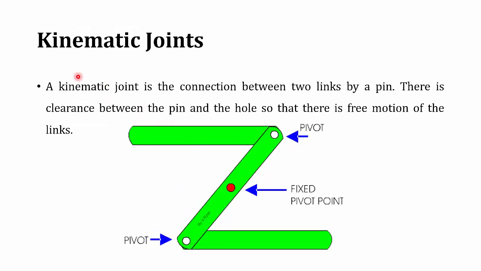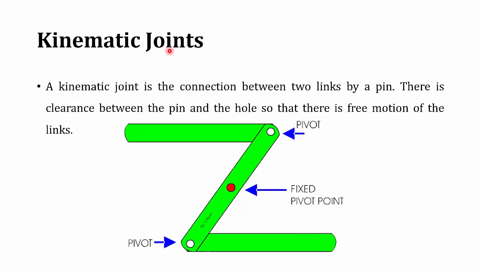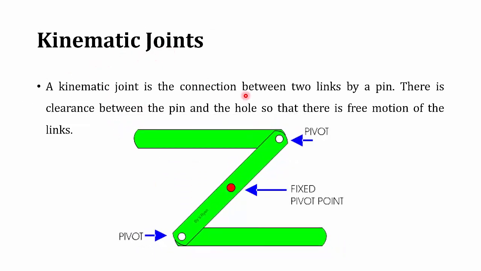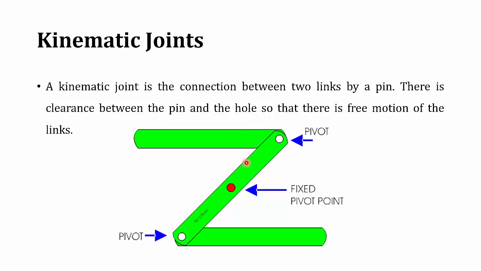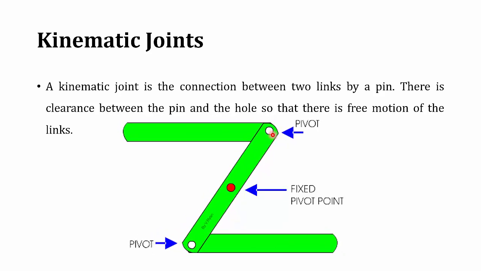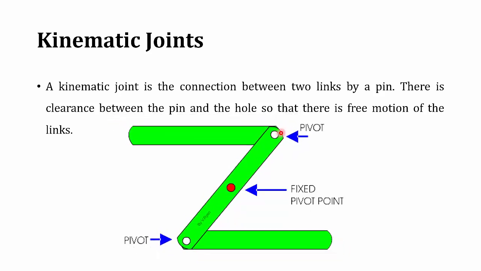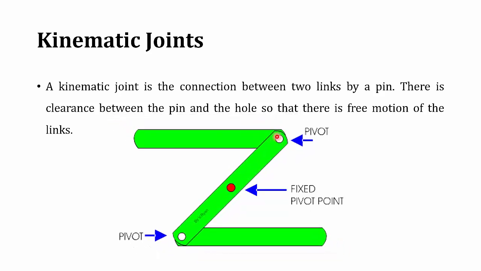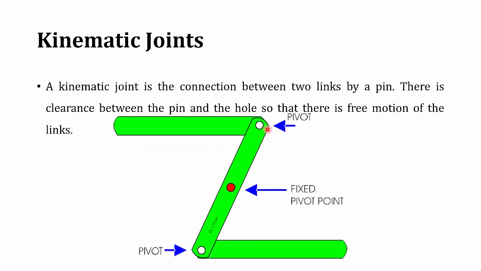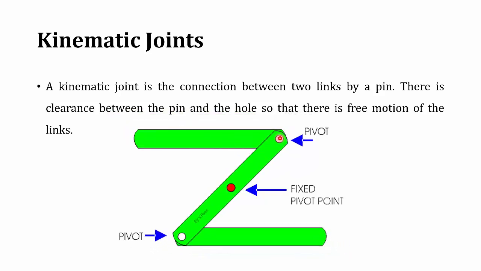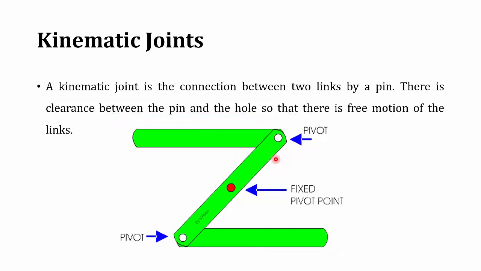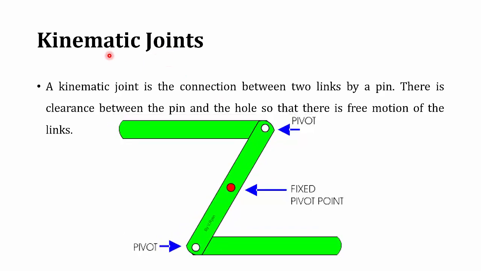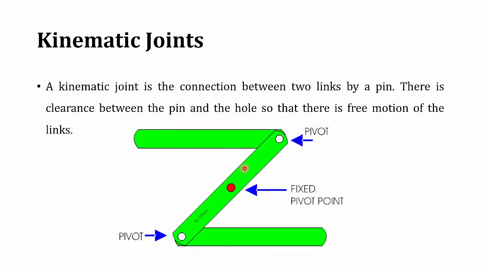Then what is meant by a joint? The kinematic joint is a connection between two links. To connect the two links, the kinematic joint is used. Here a pivot is used. A small clearance is provided in the pivot so that we can move the two links. You can see that because of the pivot, we can easily move the two links. So this connection is called a kinematic joint. It's a joint used to connect two links.